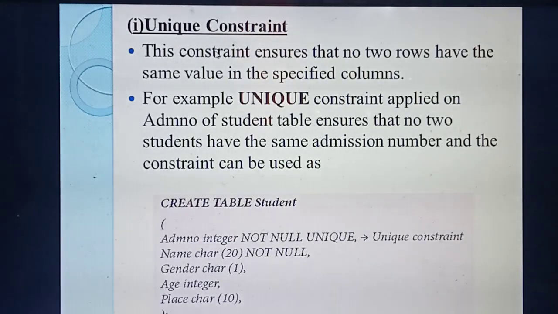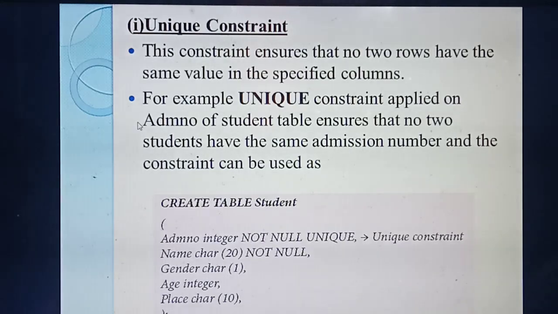To avoid that, which constraint do you use? Unique constraint. The use of the unique constraint is that it will check that no two rows have the same values in the column. Here they are giving one example. Listen, in this example they are applying the unique constraint on the field admission number.